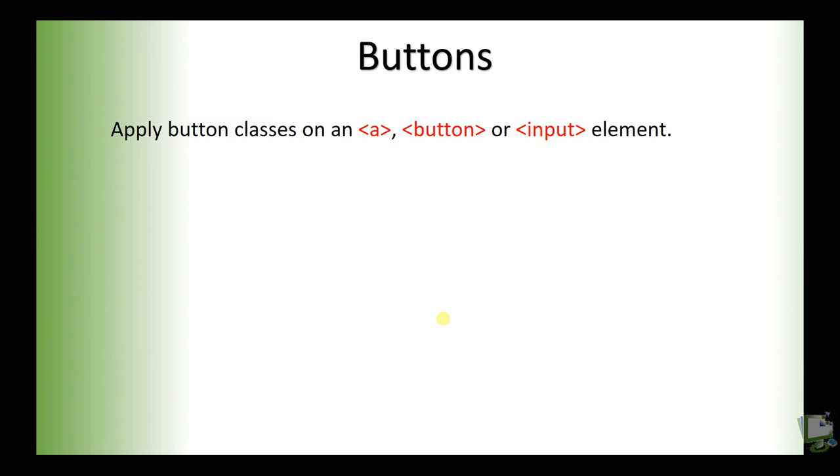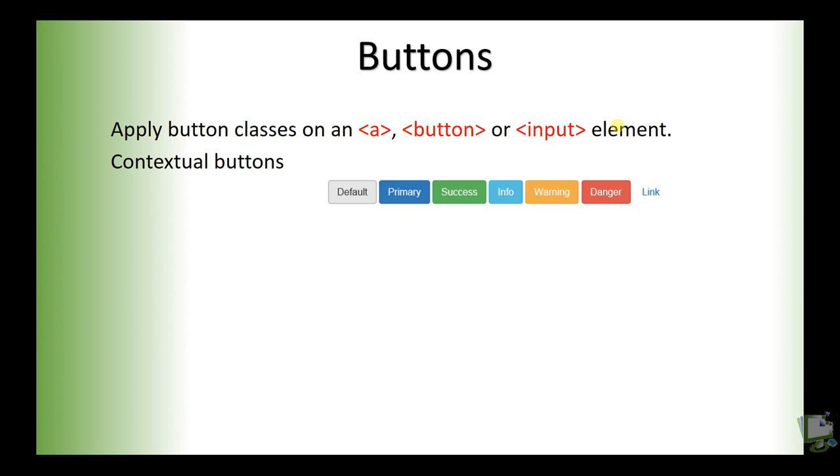Bootstrap provides class btn to create a button. We can use class btn on an anchor element, button element and on input element. Bootstrap provides other contextual classes along with class btn to create different types of buttons, such as class btn-default to create a default button.